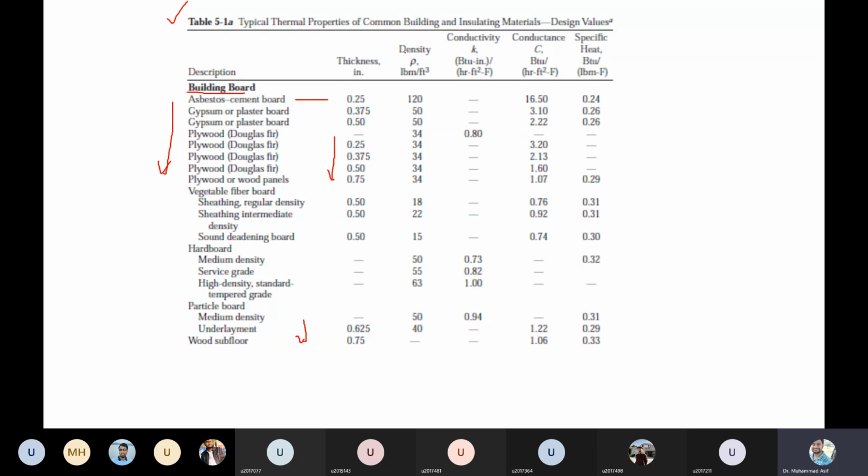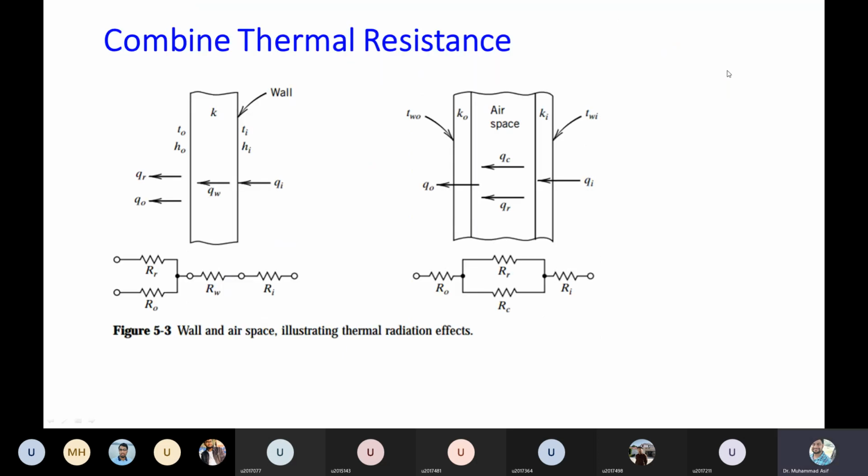You can see the properties that are available: density, thermal conductivity and conductance, and Cp values. Conductance is the reciprocal of the resistance. Sometimes you cannot directly calculate the resistance, but you can measure the conductance experimentally. If you have the conductance, you can calculate the resistance. So you can combine these resistances just like you did in an electrical system.